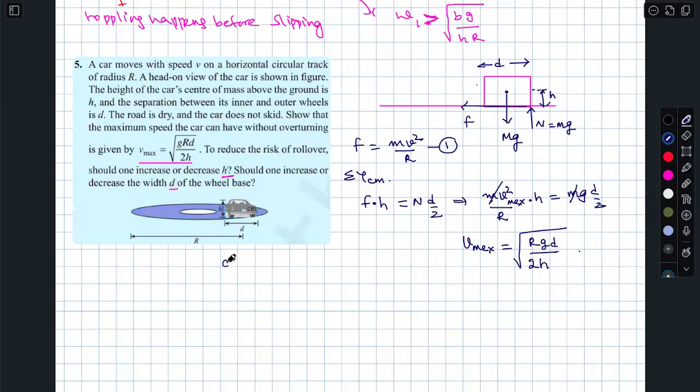A wider wheelbase means large d and low height.